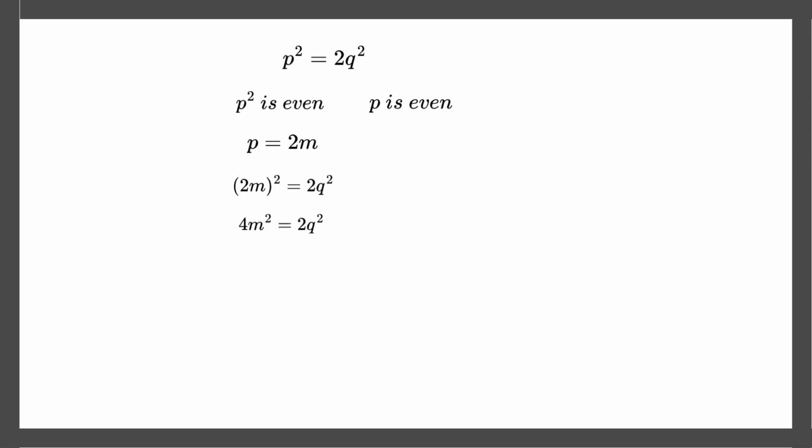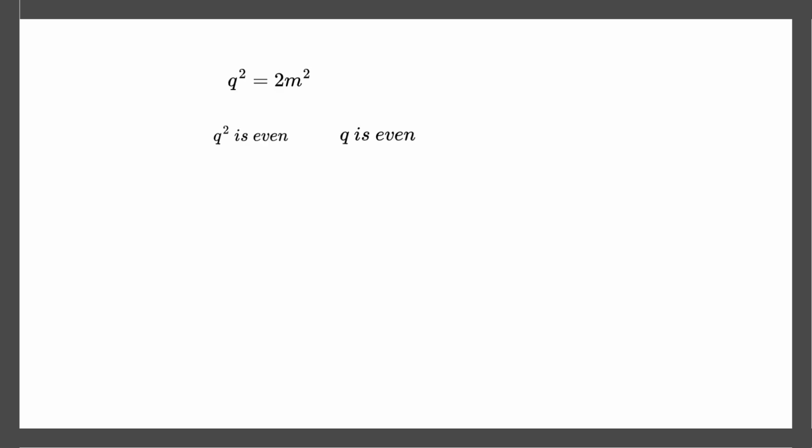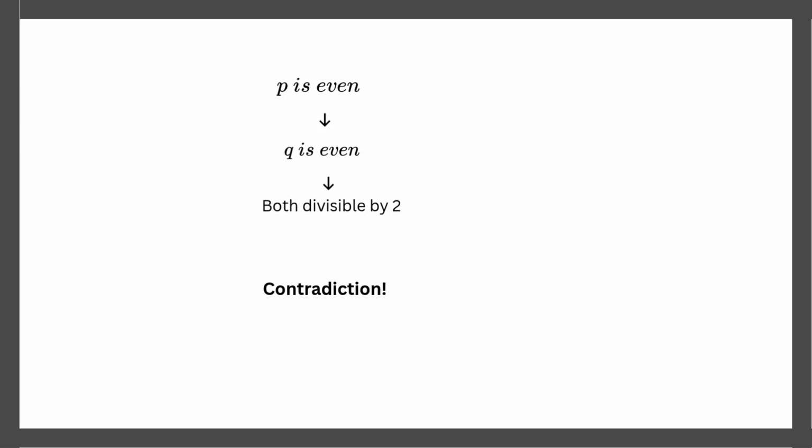Dividing by 2 gives 2m square is equal to q square. That is, q square is equal to 2m square. Therefore, q square is even and hence q itself must also be even. We have shown that both p and q are even, meaning both are divisible by 2.